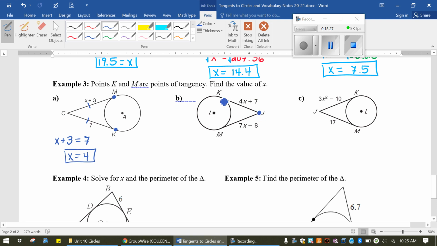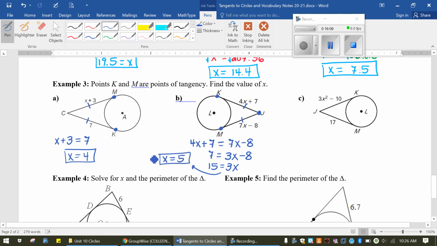J is your outside point. You're going to the tangent point K and to the tangent point M. It means those two segments are congruent, or they have the same measure. So 4x plus 7 equals 7x minus 8. I'm going to subtract 4x from 7x to get 3x. And then when you add 8 to 7, you're going to get 15. And then when you divide by 3, x will be 5.